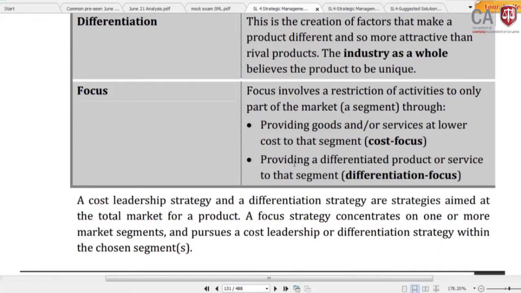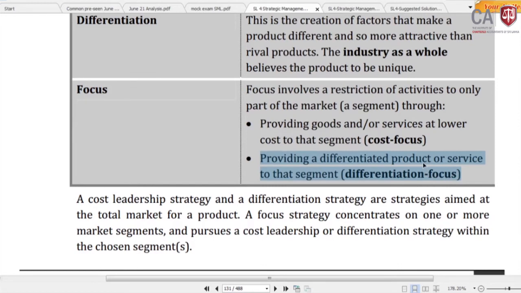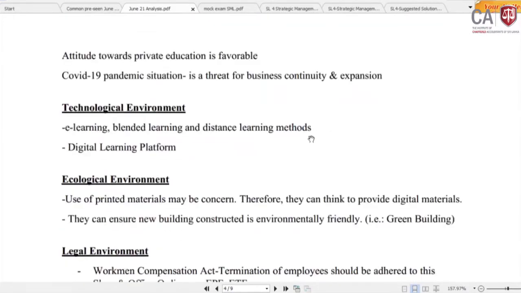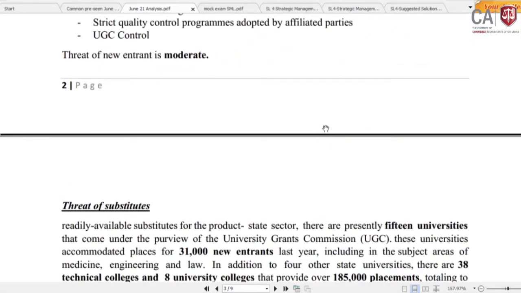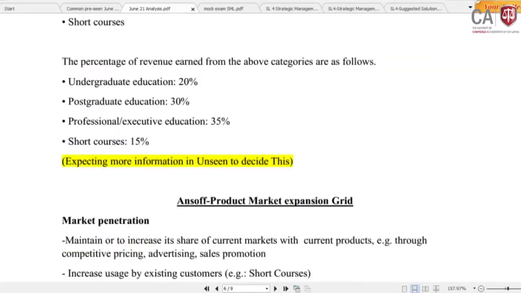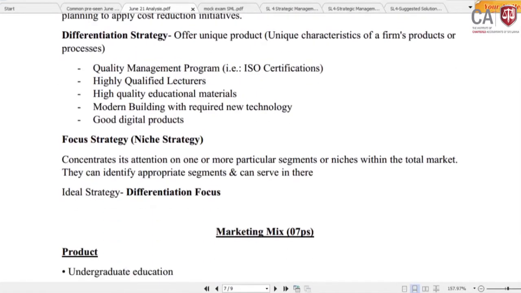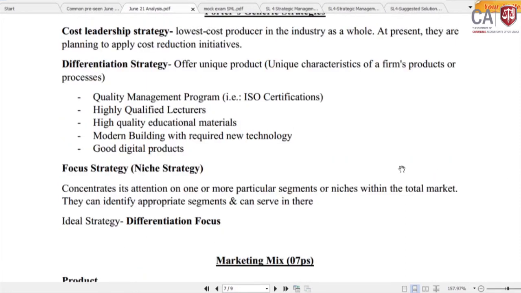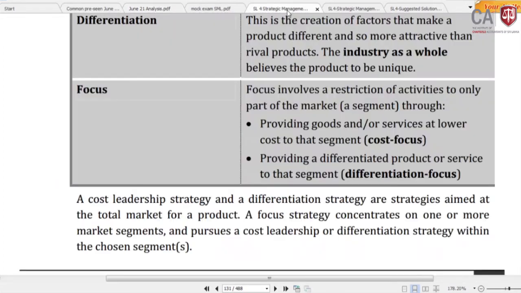So the appropriate strategy may be to offer a differentiated product or service to that segment, right. So differentiation focus may be more appropriate for this particular organization. Actually, I will show you the scenario analysis I have done at present, right. What is the strategy they apply? Look at that one. Right, so differentiation focus is the ideal strategy for them actually.